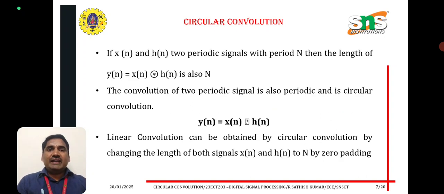If x of n and h of n are two periodic signals with the period N, then the length of y of n is equal to x of n convolved with h of n is also N. The convolution of two periodic signals is also periodic, and it is circular convolution. Linear convolution can be obtained by circular convolution by changing the length of both signals x of n and h of n to 2N by zero padding.